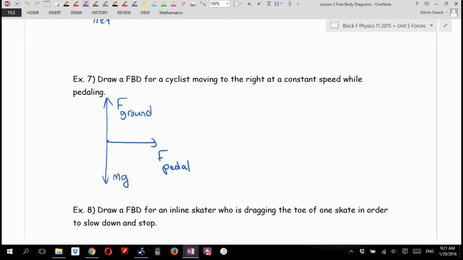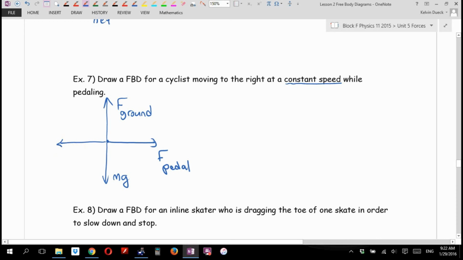What else? What's the force on, why is there a force on the left? Not because forces come in pairs. What's my acceleration? 0, which means all of my forces have to be balanced. That's Newton's first. There has to be a force to the left. How long will I draw the arrow compared to the pedal arrow? Bigger, smaller, or same size?